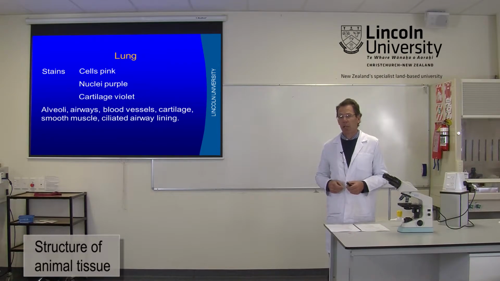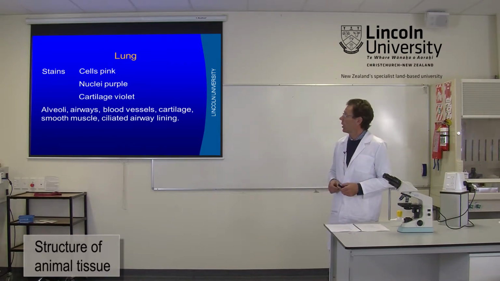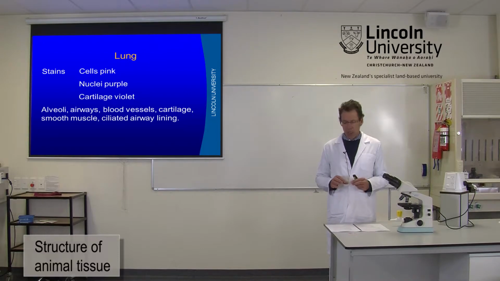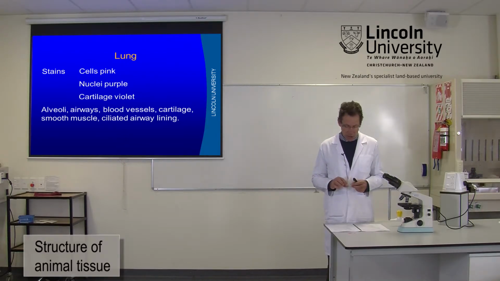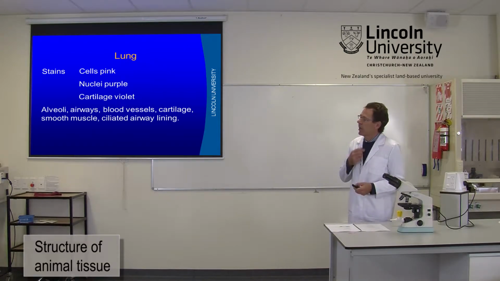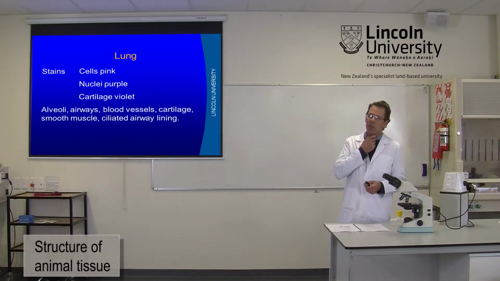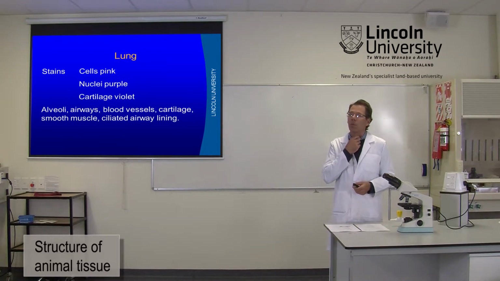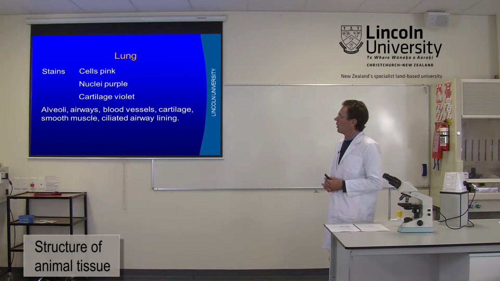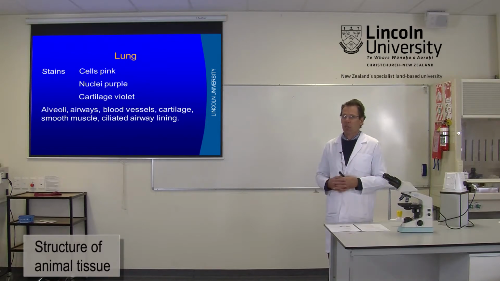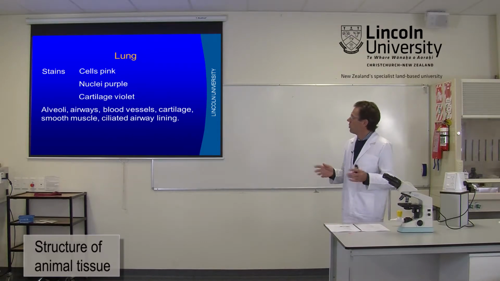already seen, so that's staining the cells pink and the nuclei purple, but there's an additional stain on this which stains cartilage a sort of violet blue colour. Now the cartilage in the lungs is basically a continuation of the cartilage that you can feel in your throat here, in the trachea. There are rings of cartilage around the trachea that hold that airway open, and those rings of cartilage continue on as the trachea branches smaller and smaller in the lung.